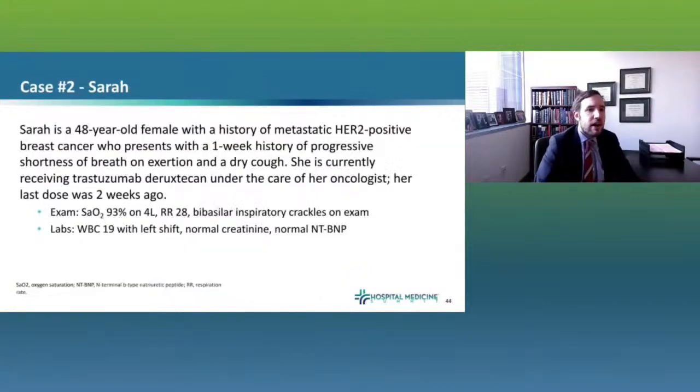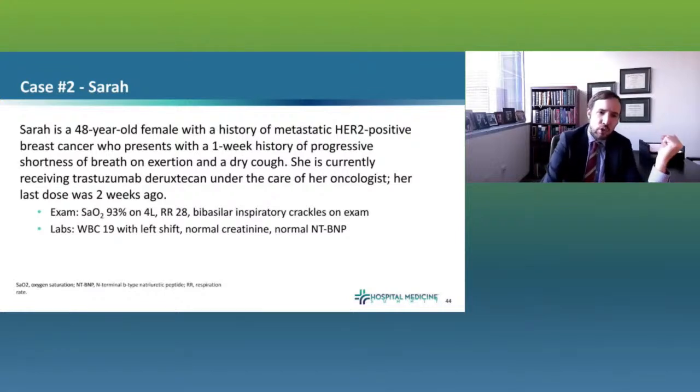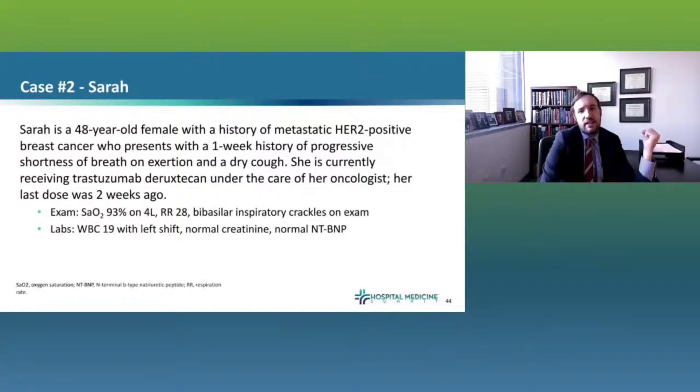All right, Sarah is a 48-year-old woman. She has a history of metastatic HER2-positive breast cancer, presented with a 1-week history of progressive shortness of breath on exertion and a dry cough. Currently receiving trastuzumab deruxtecan. That's the antibody drug conjugate attached to Herceptin. And it's under the care of her oncologist. Her last dose was 2 weeks ago.